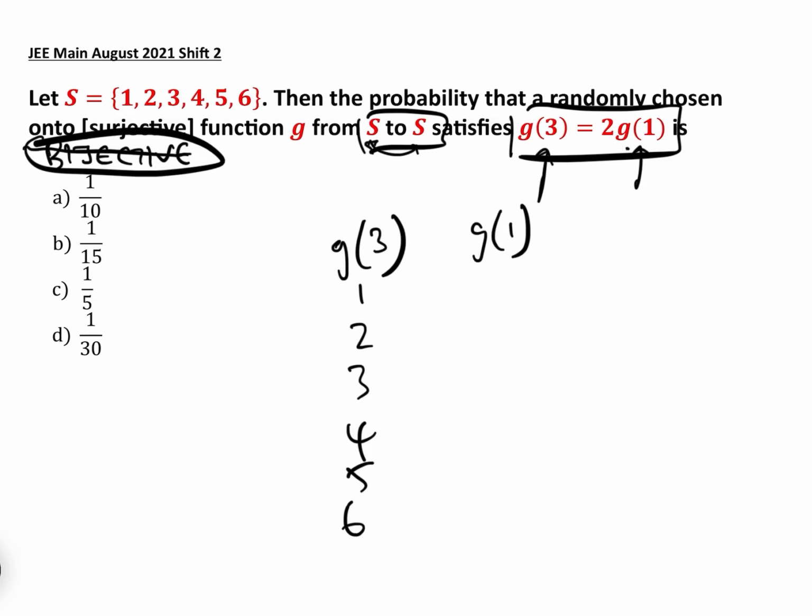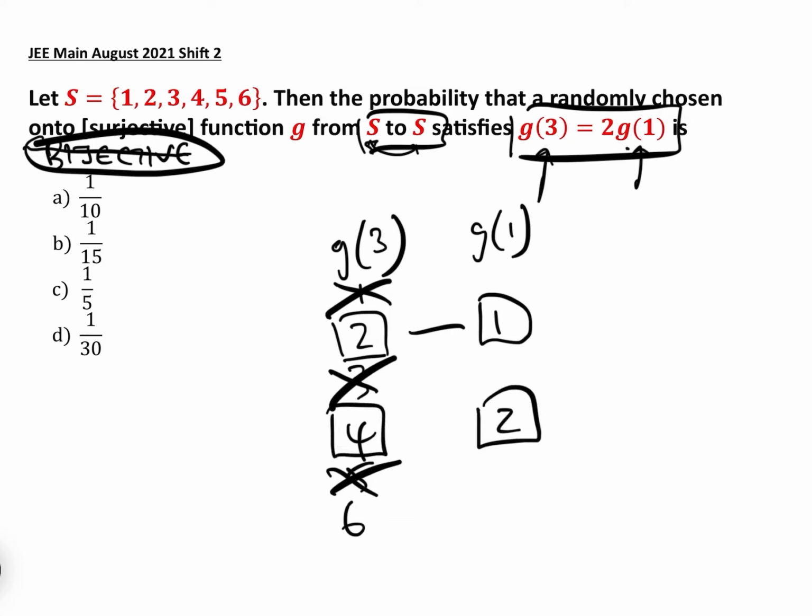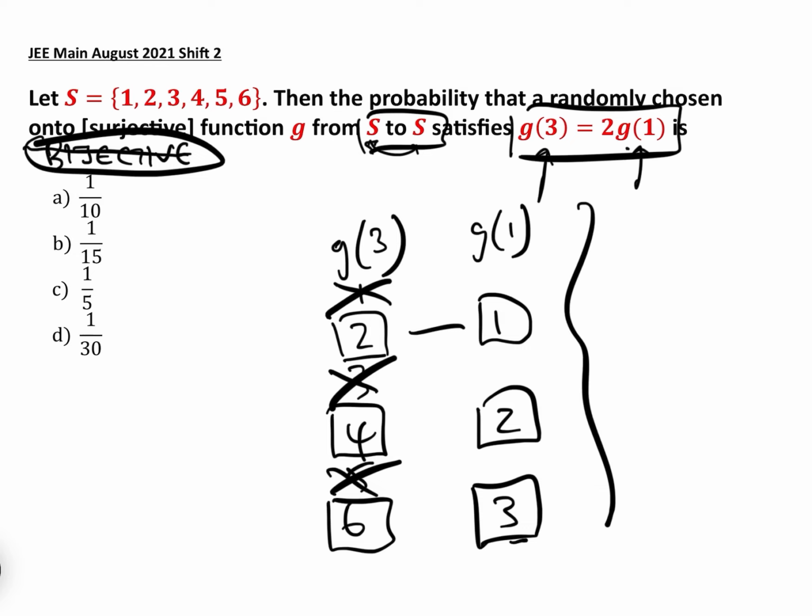Now, for g(3) to be twice g(1), well, clearly g(3) can't be 1, can't be 3, and it can't be 5. If 3 maps to 2, then 1 must map to 1. If 3 maps to 4, then 1 must map to 2. And if 3 maps to 6, then 1 must map to 3. So there are only 3 possibilities regarding 1 and 3 that satisfy this constraint here.